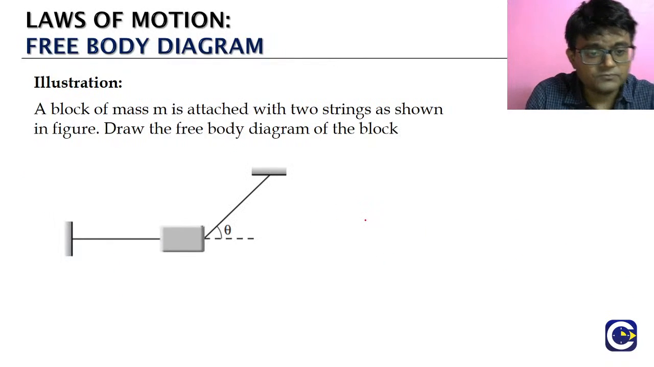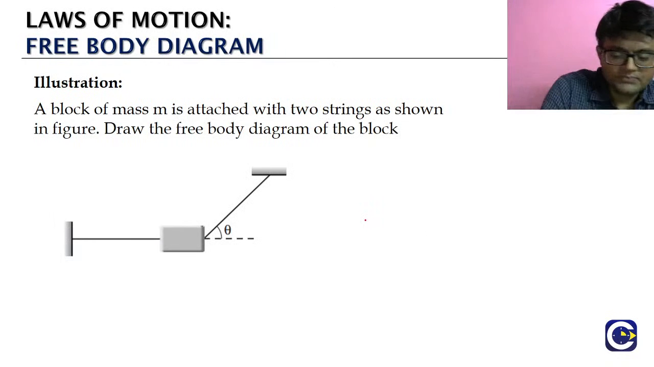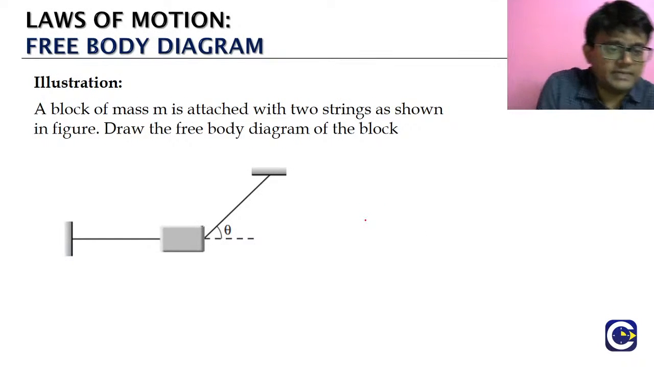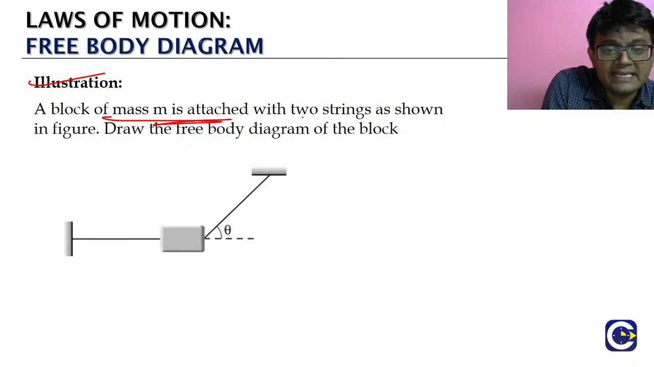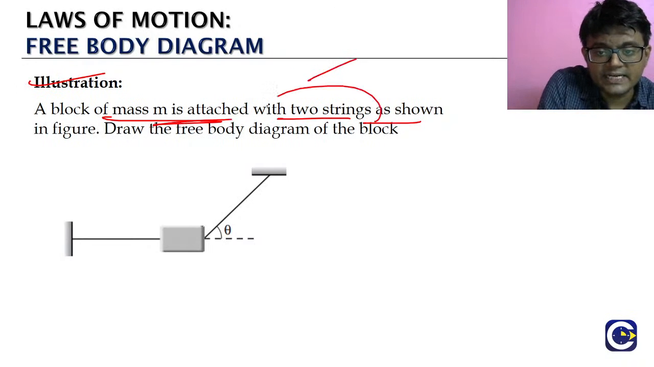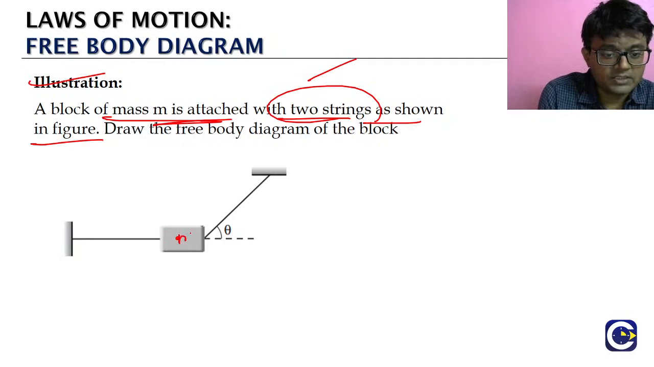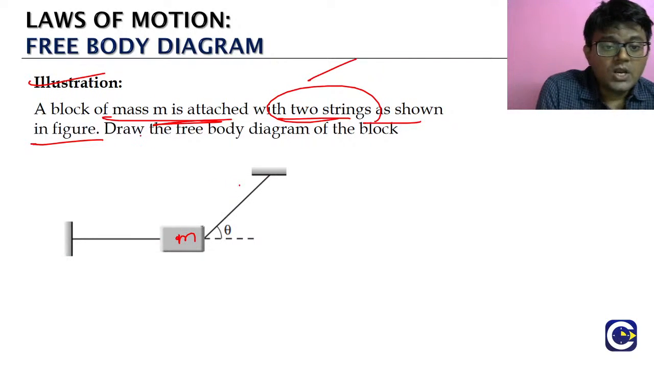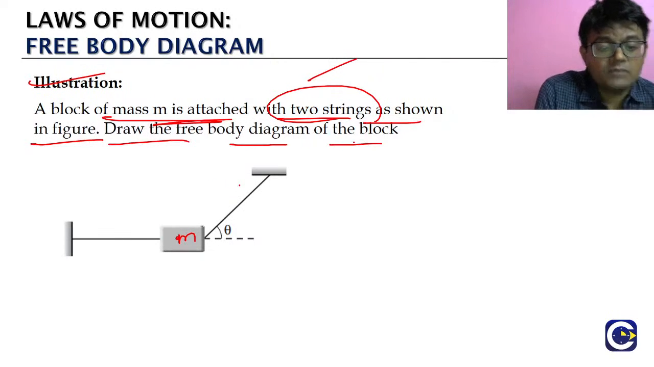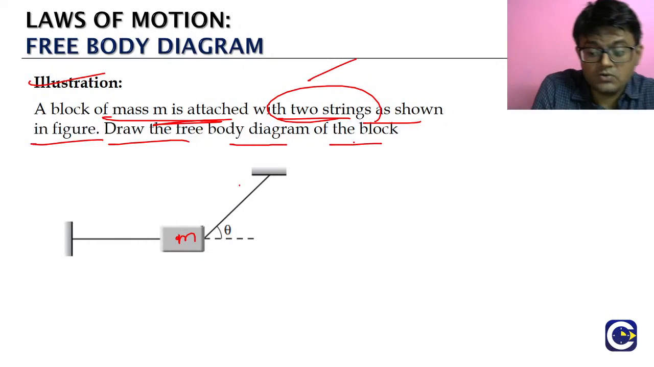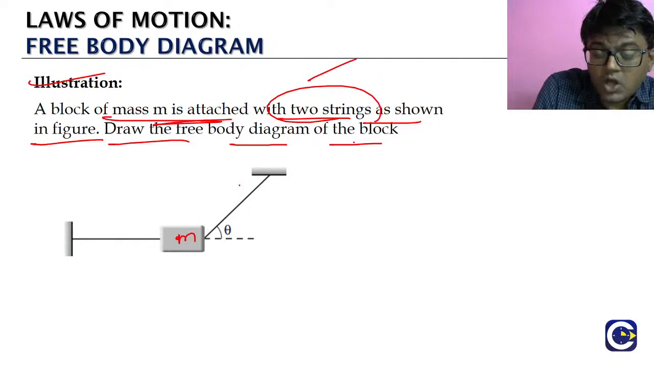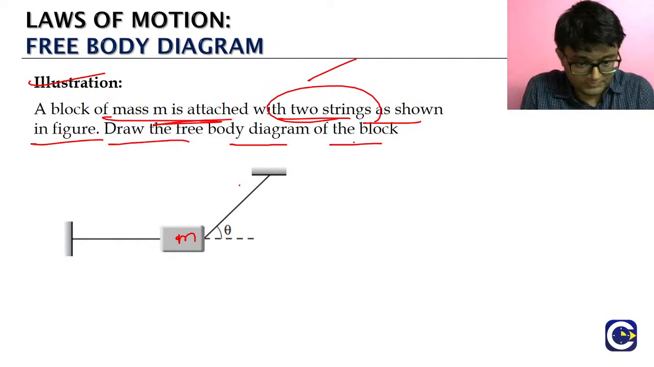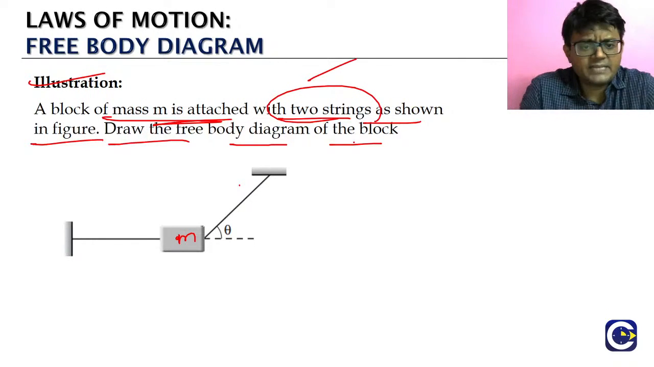Now we'll look at one more example. This one all of us should get. Look, a block of mass m is attached to 2 strings as shown in the figure. This is the block. There is a string on this side and a string on this side. There are 2 strings. Draw the free body diagram of the block. Take some time to draw.